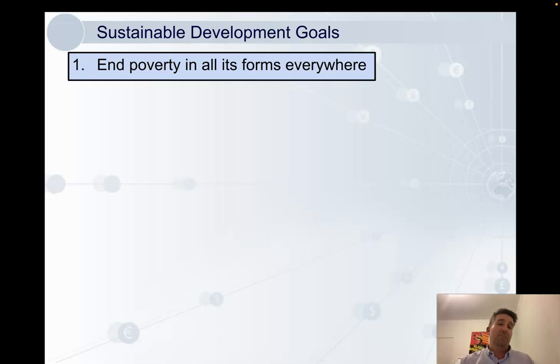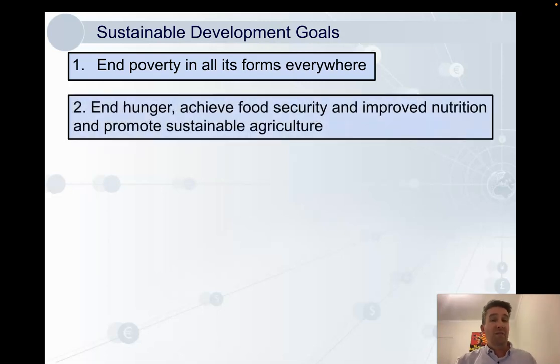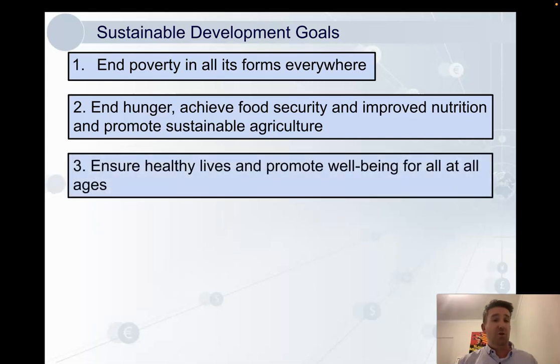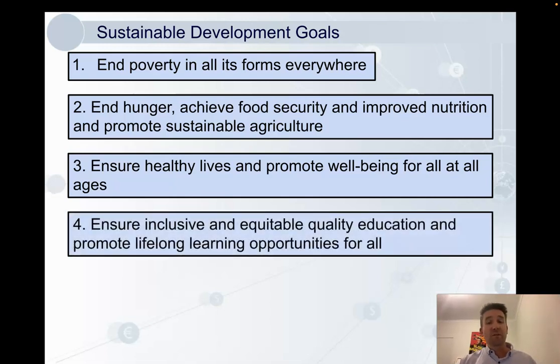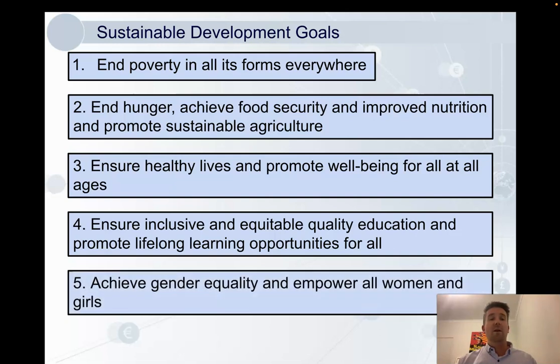Okay, so number one, end poverty in all its forms, everywhere. It's quite simple and strong, that one. We end hunger, achieve food security, and improve nutrition, and promote sustainable agriculture. We ensure healthy lives and promote well-being for all at all ages. We ensure inclusive and equitable quality education and promote lifelong learning opportunities for all. Achieve gender equality and empower all women and girls. So we can see these are pretty common sense goals, right? We can see why we want to do this.